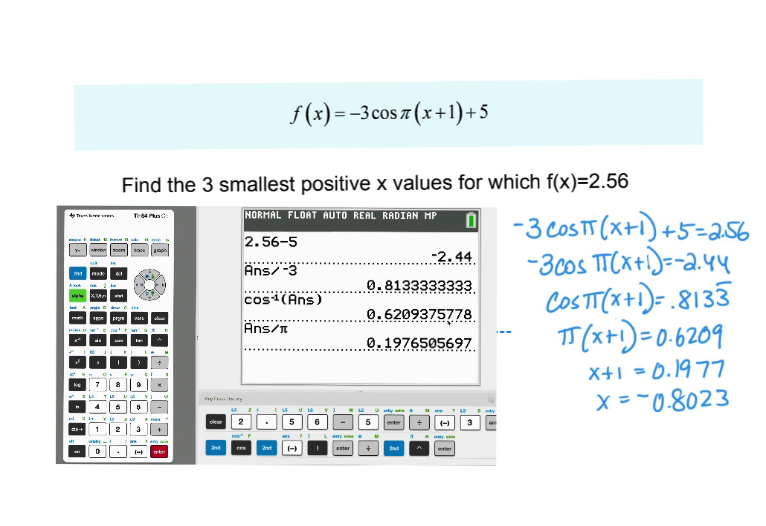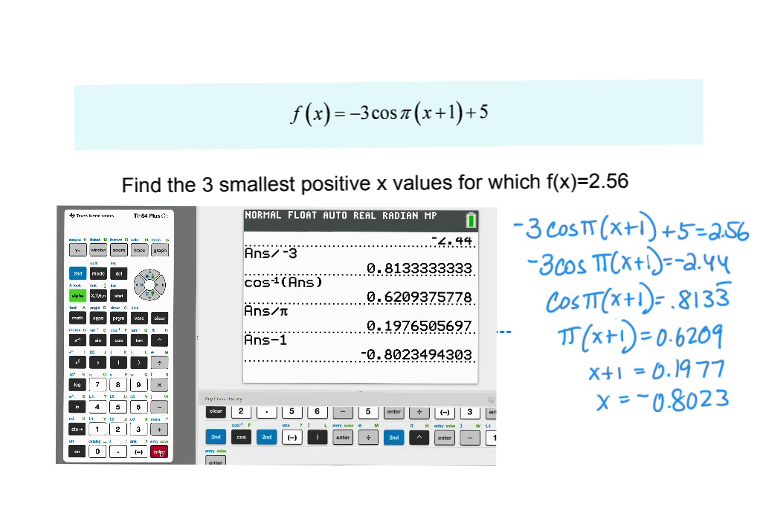Now I'm going to subtract 1 from both sides, so minus 1. So the x value for which my y is 2.56 will be negative 0.8023. That's one of the x values that will give me that y.